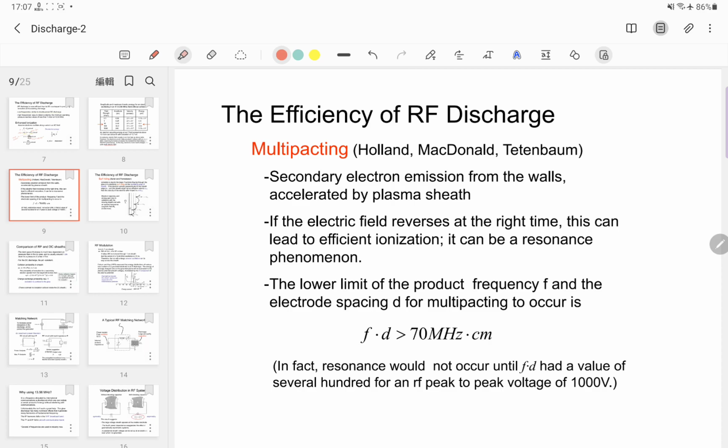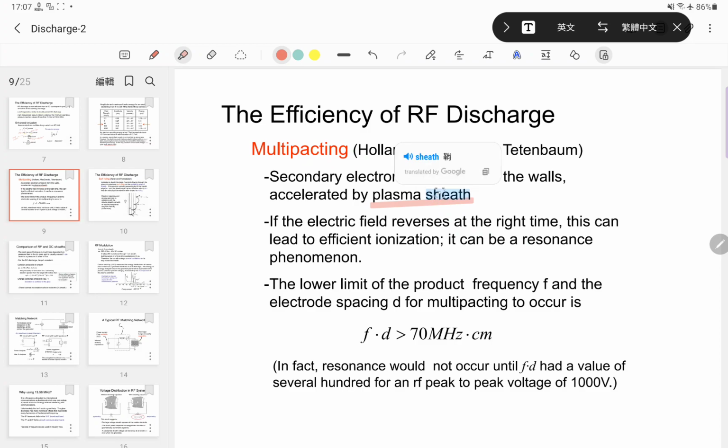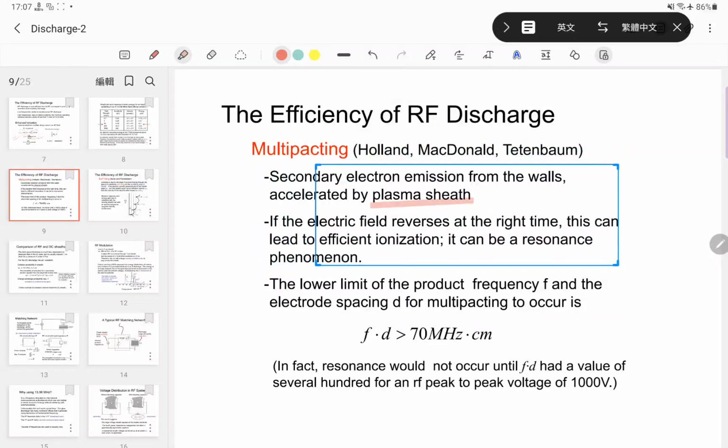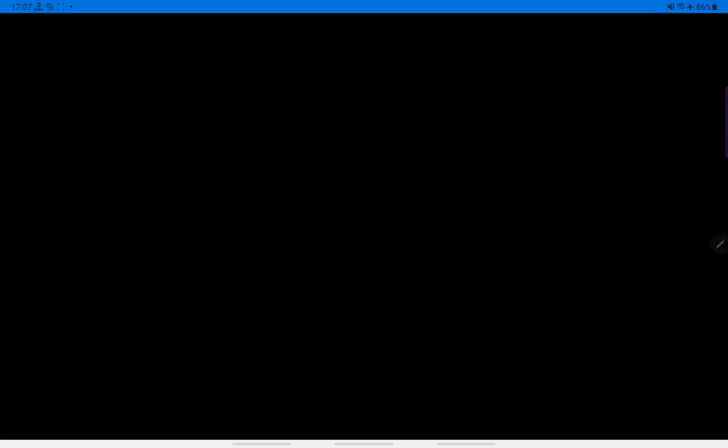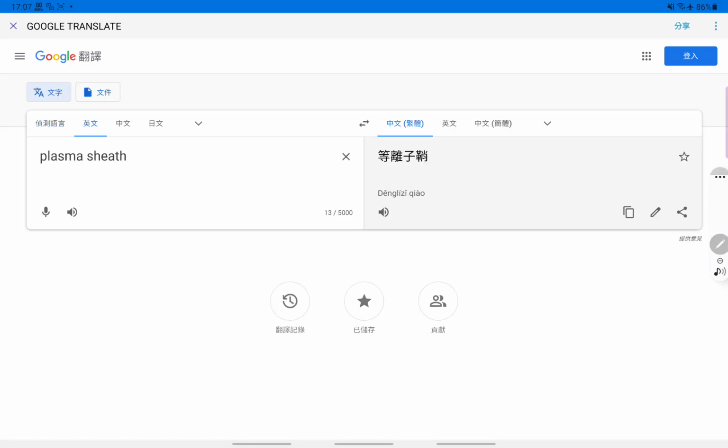Okay. So the plasma sheath can also work on the charged particles. The electrons, secondary electrons coming out from the surface of the chamber wall or the surface of the electrode, can be accelerated by the plasma sheath. The sheath will push the electrons away from the surface and back into the plasma volume.